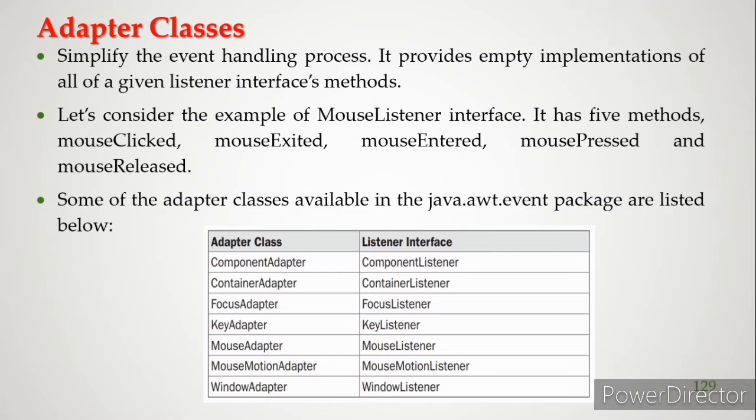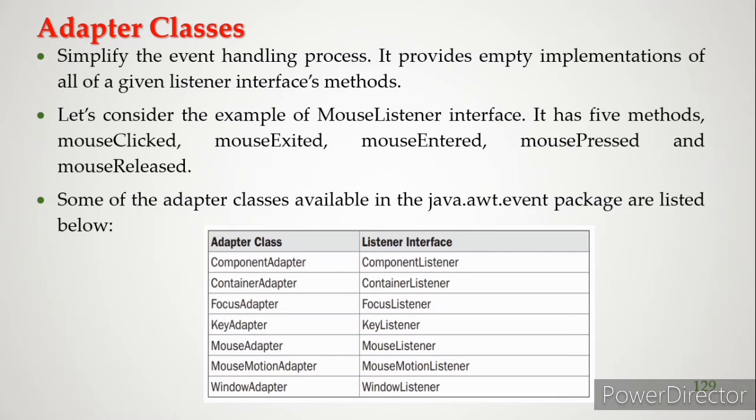If we implement the MouseListener interface with our class, we need to override all these 5 methods in our class. It's compulsory. But sometimes we are interested in overriding only 2 methods, like mouseClicked or mousePressed. In that case adapter classes are very useful.